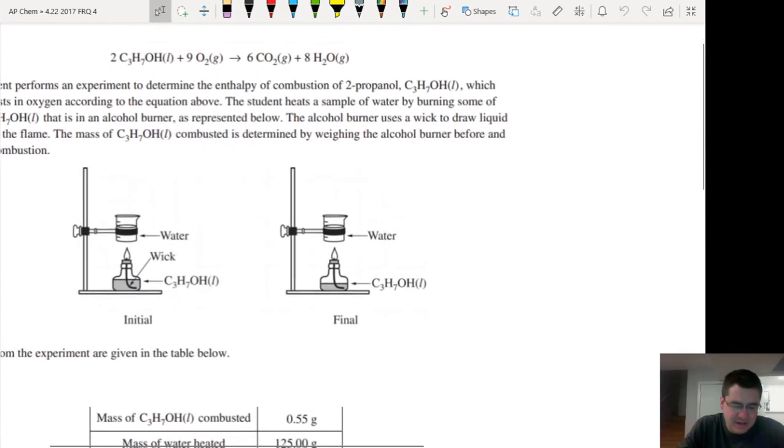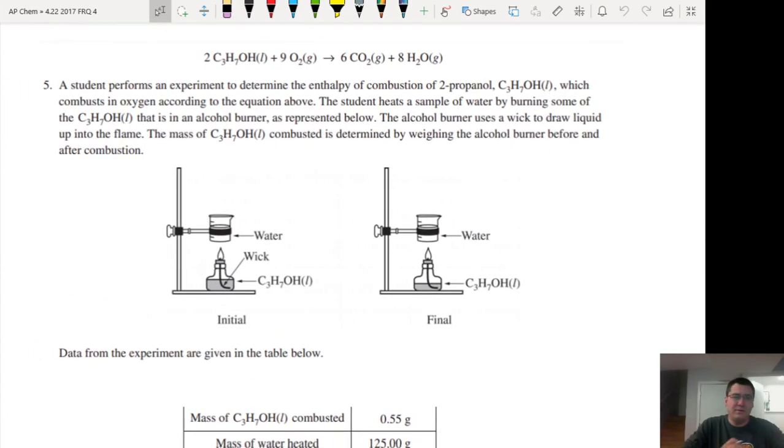A student performs an experiment to determine the enthalpy of combustion of 2-propanol, and they give you the formula. So they're burning propanol, which combusts in oxygen according to the equation above. The student heats a sample of water by burning some propanol that is in an alcohol burner, represented below. So that's the little thing with the wick. That's called a burner.